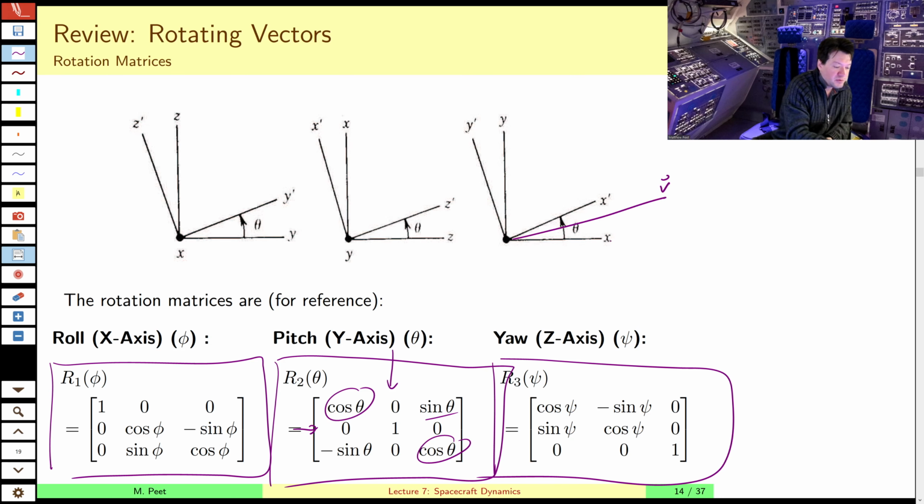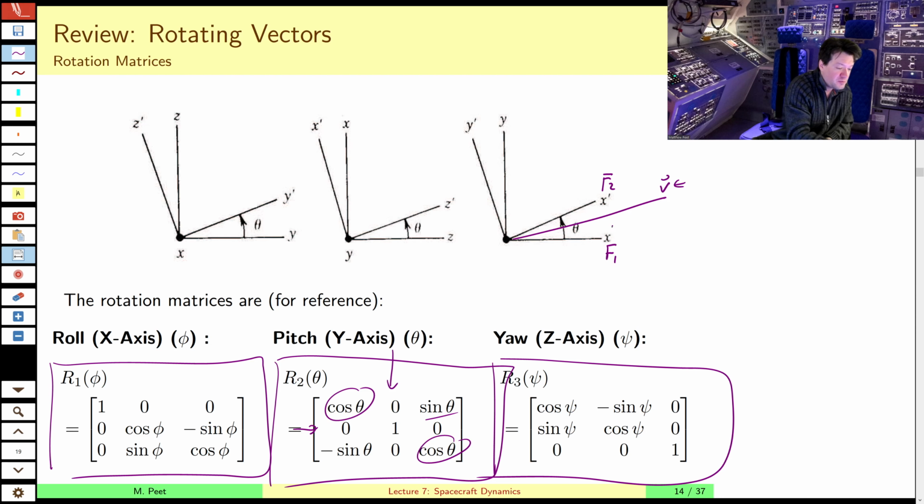And we have this v in the first frame. Let's say that's f1, and this is f2. And if we're rotating the frame and not the vector, then what we're trying to do is express this vector in this new frame f2.